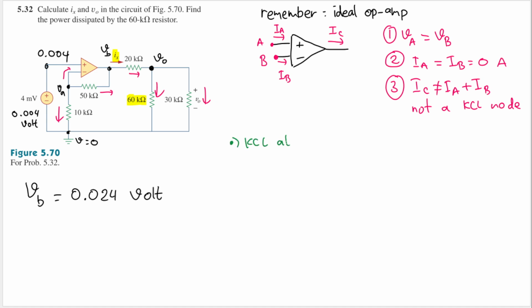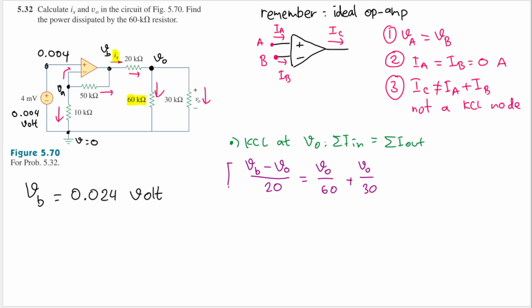KCL at V0. KCL says that the sum of the current that goes in will equal the sum of the current that goes out. The only current that goes in is this one, and that one will be VB minus V0 divided by 20. And then all the other currents are going out. This current is V0 over 60, and then plus V0 over 30.